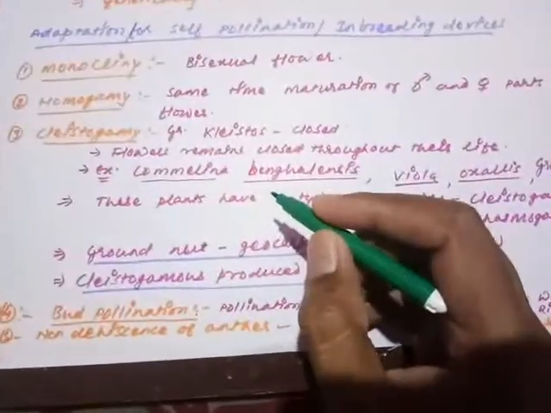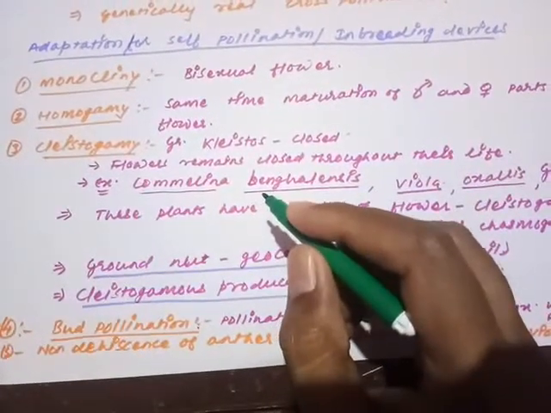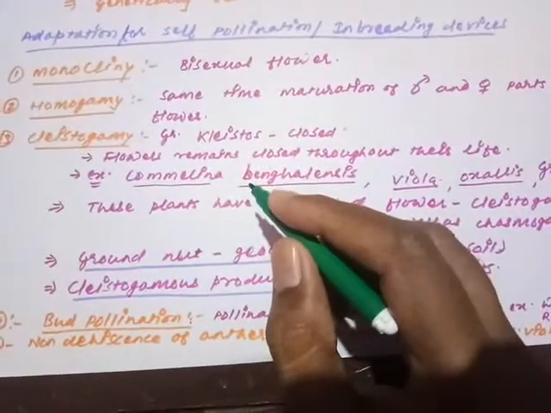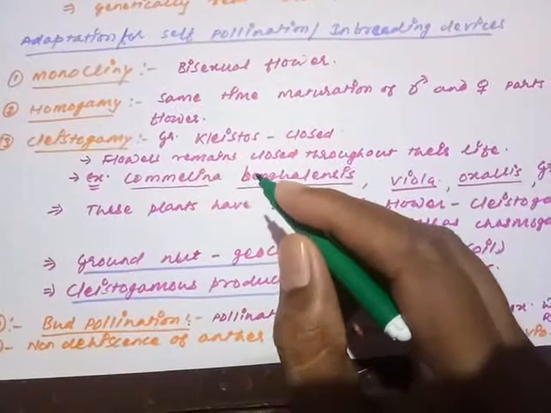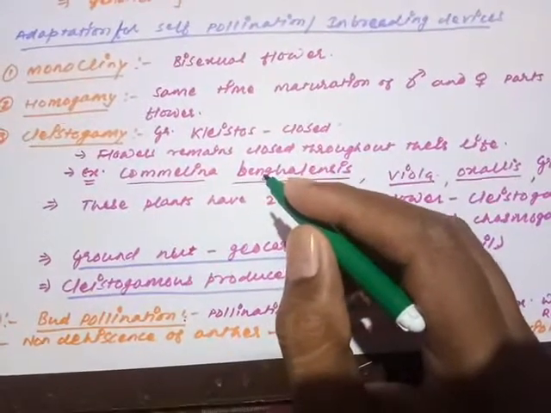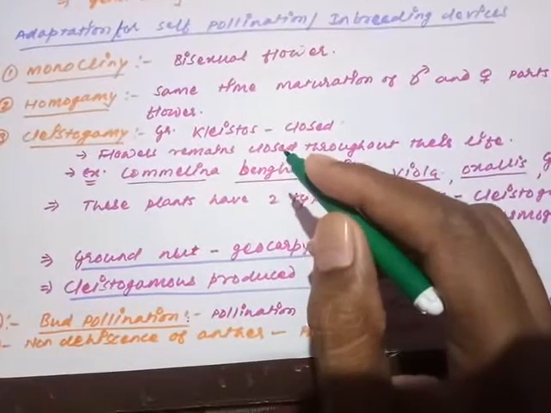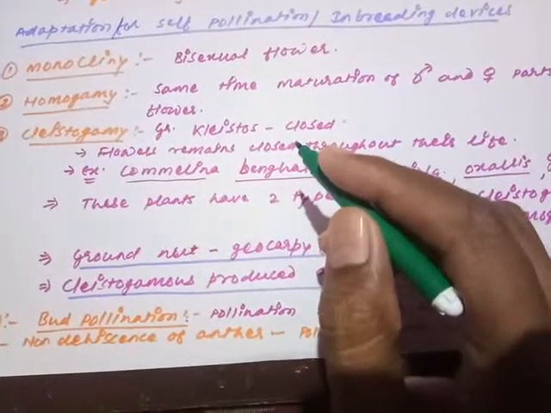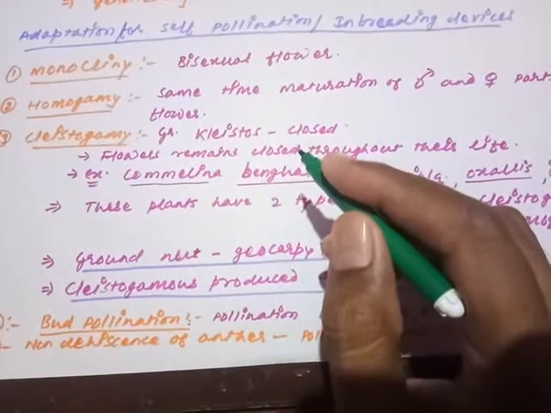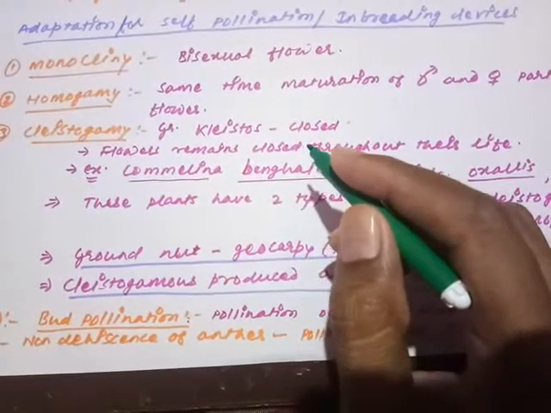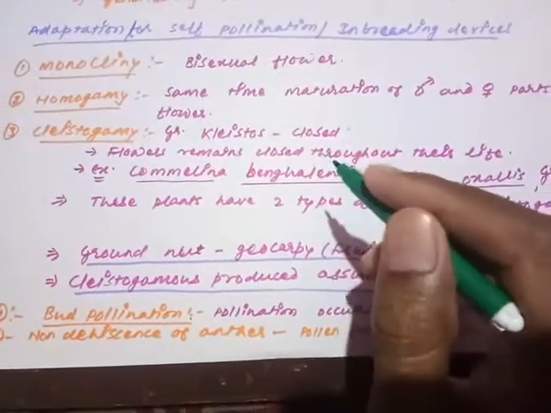Next one, very important. Cleistogamy is the third type of inbreeding device, or the third type of adaptation for self pollination. What is cleistogamy? In Greek, gamos means fusion, marriage, you know very well. The word cleisto originated from kleistos. Kleistos means closed.